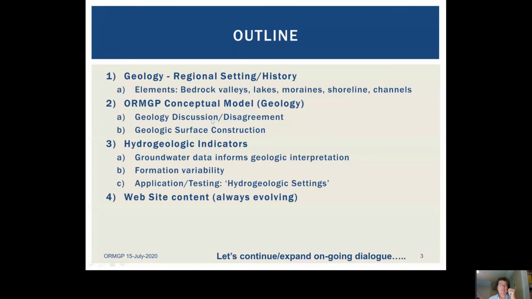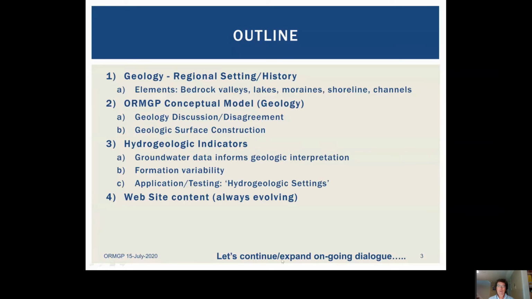I'm not going to go too deep. I'll explain how we construct our three-dimensional geologic surfaces, and then I'll bring in a little bit of the hydrogeologic flavor. For instance, groundwater levels: do they differ on either side of, say, a till aquitard, that kind of stuff, how we bring that in. And then we'll go to the website, and remember, it's always evolving.